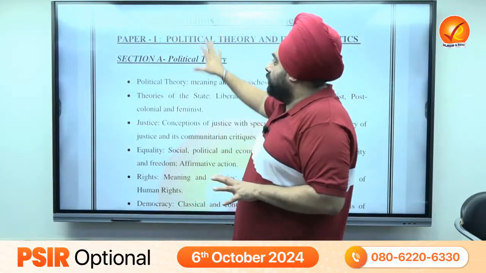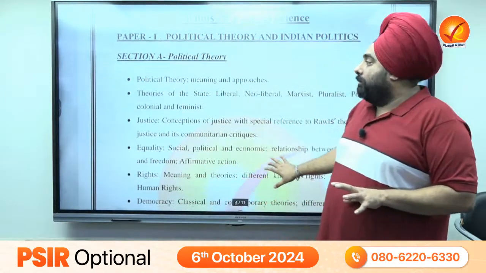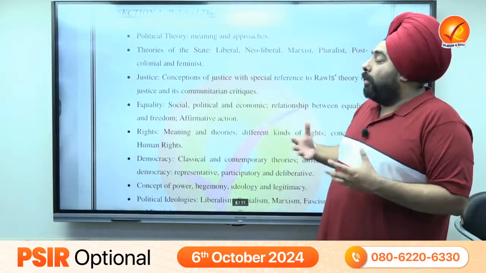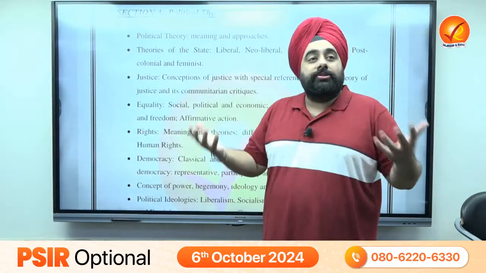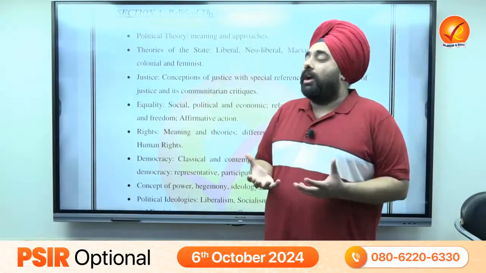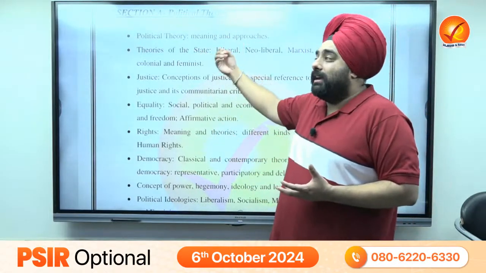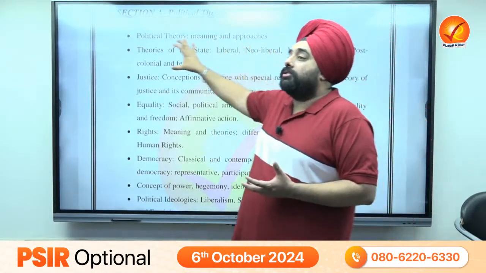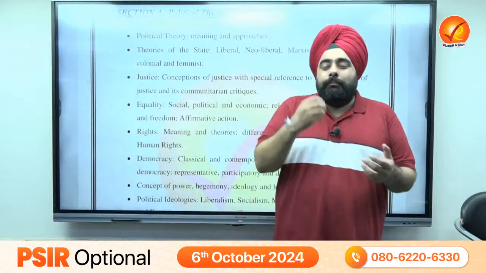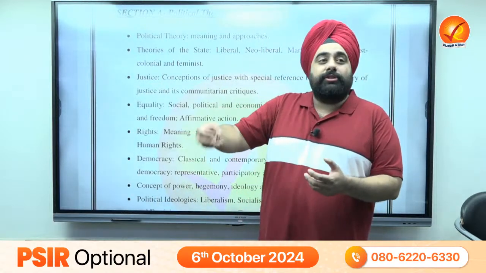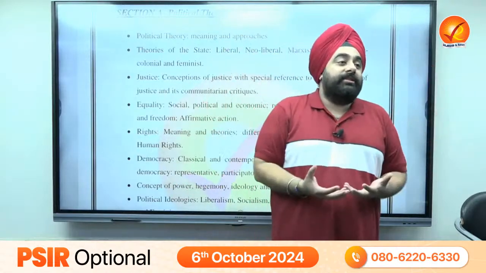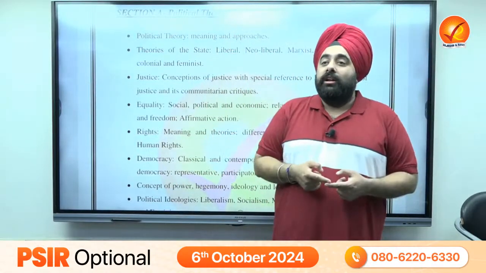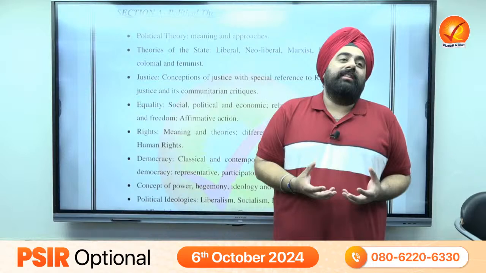When we talk about section A of PSIR paper 1, it's about political theory. What is politics? What do we understand by politics? Politics is a master science. So all such questions are discussed here. What is political theory, meaning and approaches? Then also theories of the state. What is a state? Any political entity which has 4 features, sovereignty, territory, population, and government, is described as a state, like the Indian state. So how has state formation happened in the world?